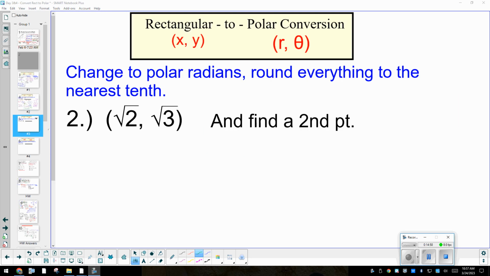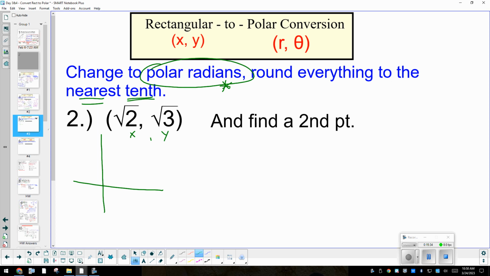All right, so we want to change to polar radians now. We'll deal with the radians at the end. And then it says round everything to the nearest 10th. All right, so we start off again, right? You're going to plot your point. What quadrant is the point going to be in? The first quadrant, so this is kind of nice, right?